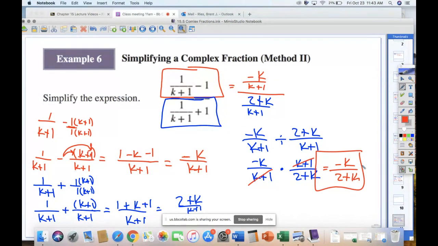Do not cross out the k's. Do not factor or do not reduce those. Don't cancel because they don't actually cancel. Okay, they're married. 2 plus k is married. That's that 2. All right.